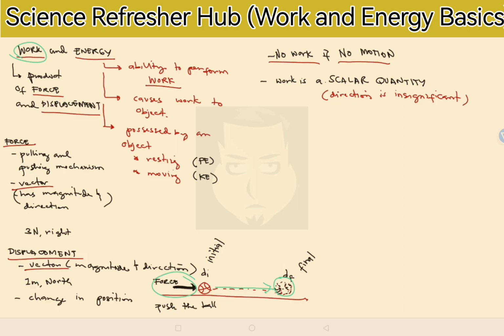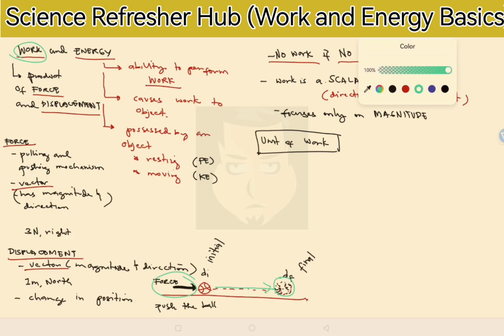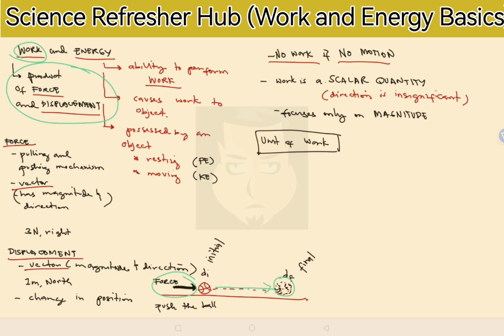There's no work to the left or work upward or work downward because work is a scalar quantity. So we will focus mainly on magnitude or the value. So talking about work, what's the unit of work? Since it's a product, look at the very first definition we had: product of force and displacement. When we say product, it's just the answer of multiplication.